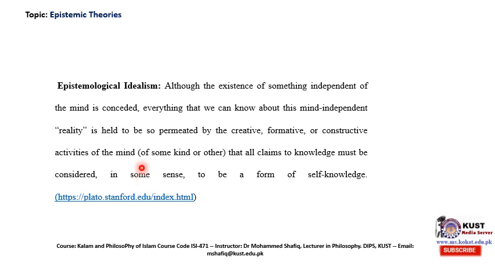Next, we further explain epistemological idealism. Although the existence of something independent of the mind is conceded, everything that we can know about this mind independent reality is held to be so permeated by the creative, formative, or constructive activities of the mind that all claims to knowledge must be considered in some sense to be a form of self knowledge. So, again, in this definition we have that central theme that it is the mind that applies its categories, applies its formative nature, and then we are able to know about something. So, for idealism, it's the mind, it's the ideas that make our knowledge possible.